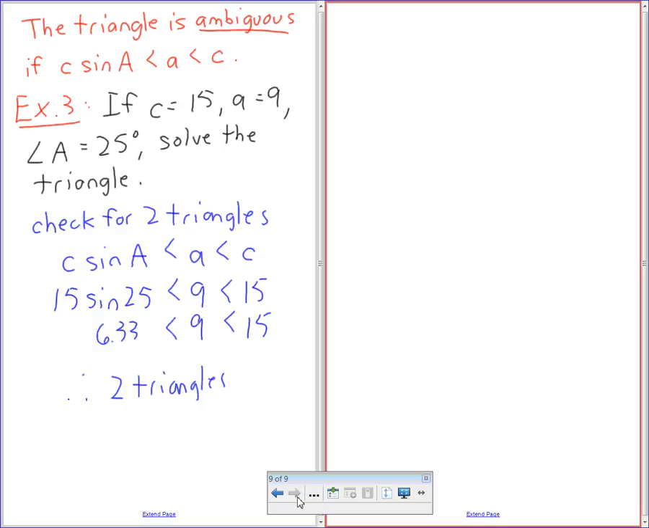For the acute triangle, I'll start with this one in green here, okay? So I'm going to draw this sort of like this. So there's 25 degrees, there is 9, and there's 15.